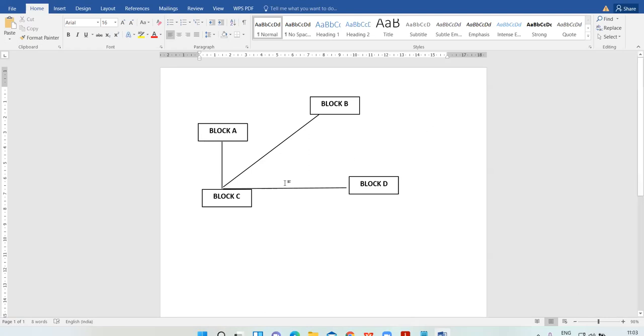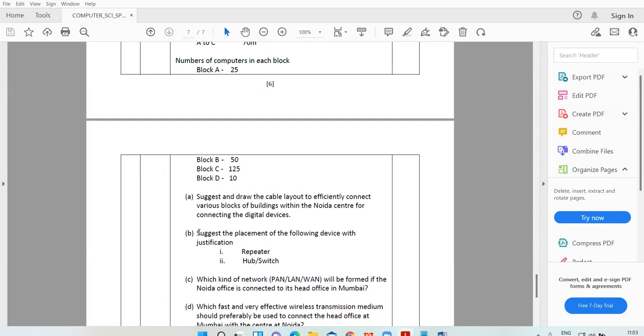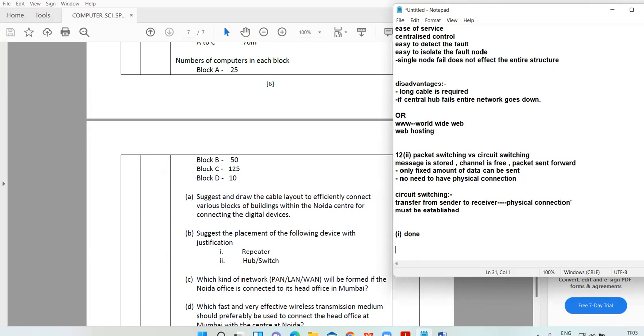सो जब भी आपको केबल लेआउट बनाने के लिए आए आपने ऐसे बनाना है. शहजा आर यू हेयर इन द क्लास? Whenever you get the cable layout, draw like this. The building which is having maximum computer, उस building से सबको ऐसे connection pass कर देना. ठीक है? All right. Second, suggest the placement of the following devices within with justification. So cable layout we have done. It is done, okay.